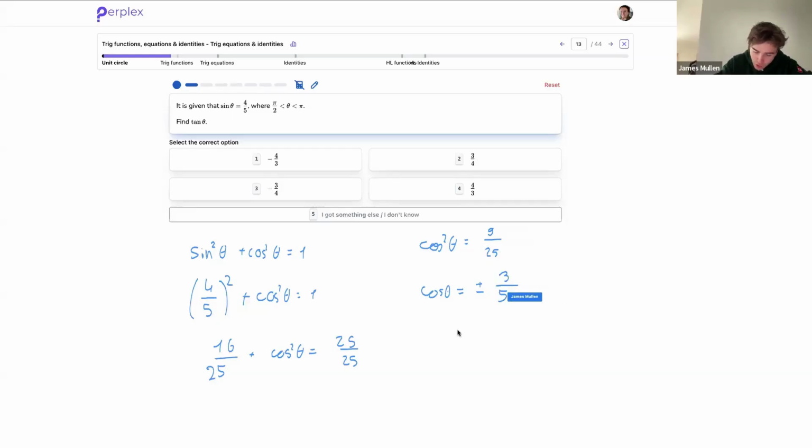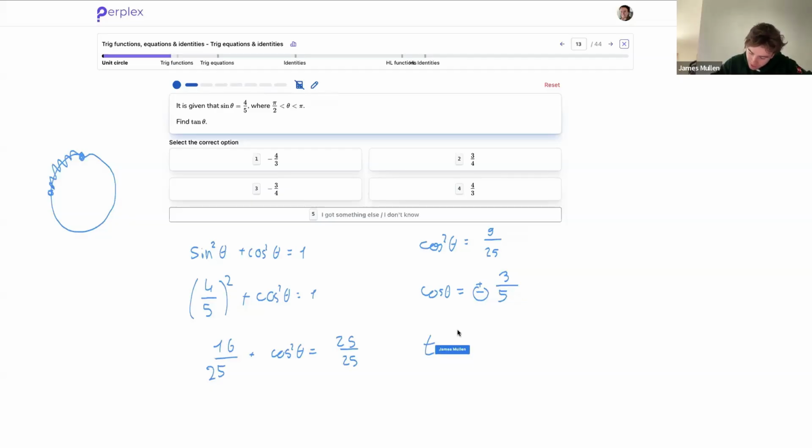Now the question tells us that we are between pi over 2 and pi. So on the unit circle, that looks something like this. We are between here and here, so we're somewhere here. In other words, cosine is negative, so I must have this negative sign.